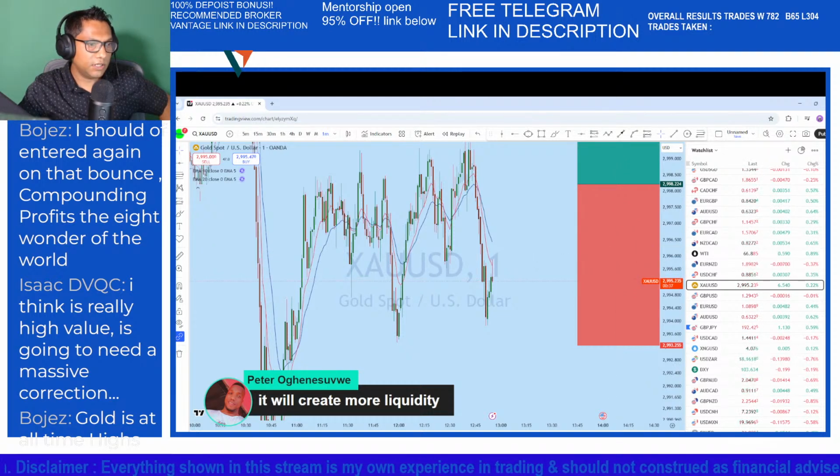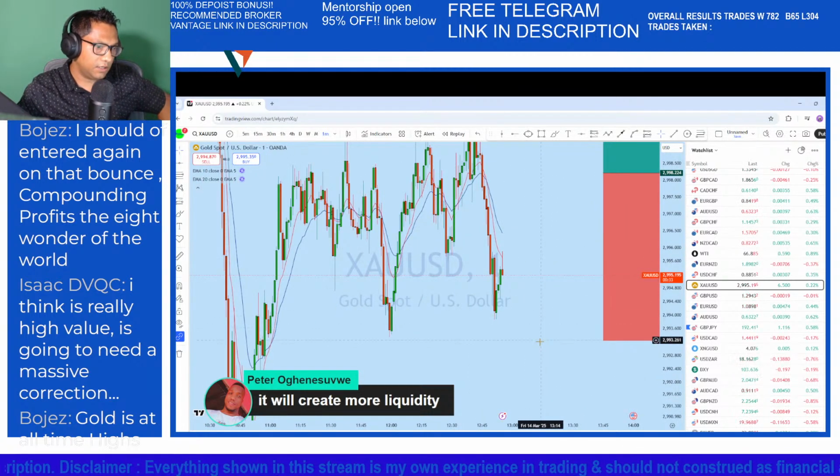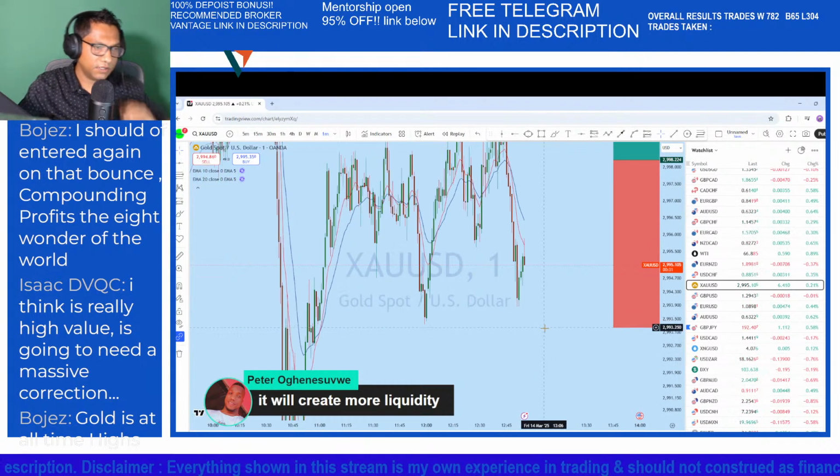So you see there is a liquidity grab, and then it may try to break the support here.